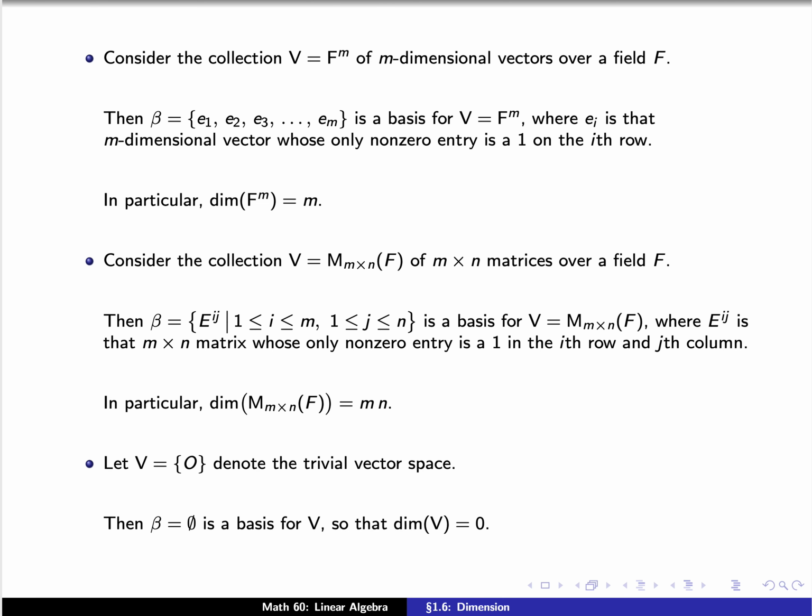Finally, let's consider the trivial vector space. Well, we've already seen that the empty set is a basis, and the empty set has no elements. So this means that the dimension of the trivial vector space is 0. Here we want to be careful that the dimension is not the number of elements in V. It has something to do with the number of elements in the basis. So even though V here, for the trivial vector space, has 1 element, a basis for V has no elements. Therefore, the dimension of V is 0.